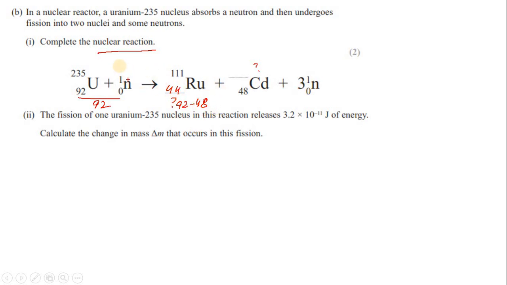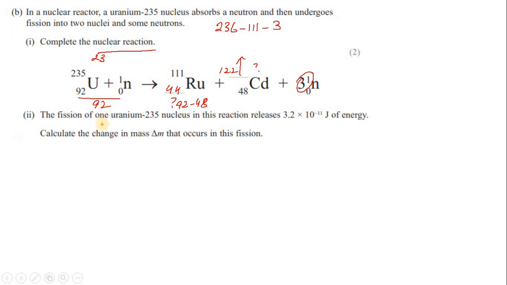And for the mass number, on the left hand side we have 235 plus 1, 236. So here the number should be 236 minus 111 minus 3, because of this 3. So the number will be 122.